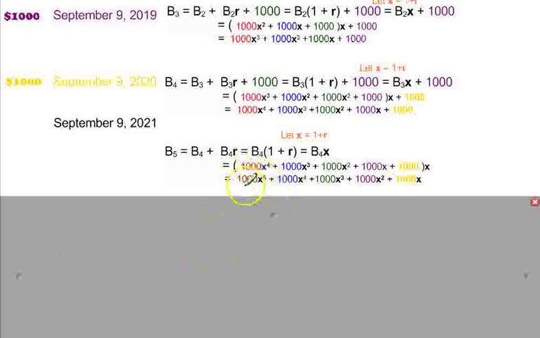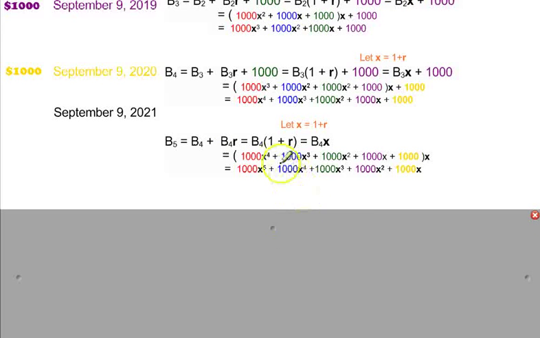Well, if you remember, the red $1,000 was the first $1,000 that we deposited, and it's actually earning interest on itself for 5 years. So that's why it's x to the 5th. The blue $1,000 is the $1,000 deposit from the beginning of the 2nd year, and as you see, it's being added over and over.